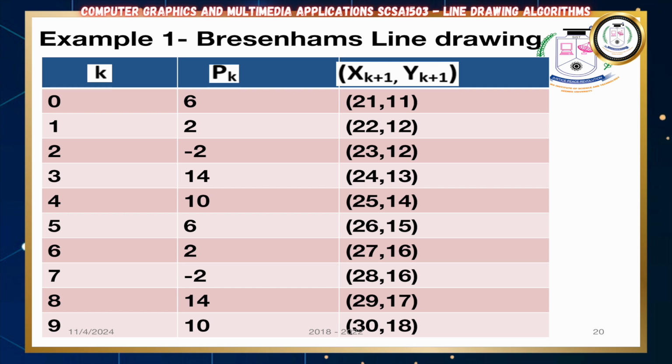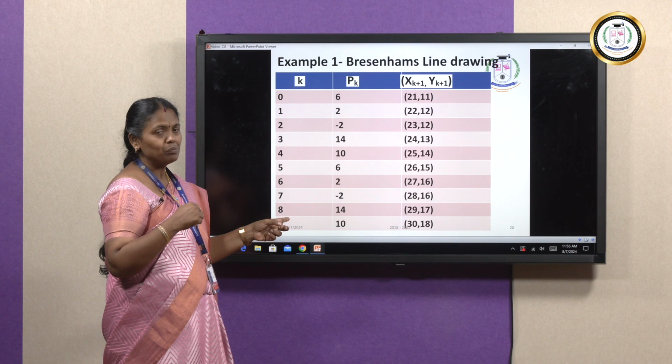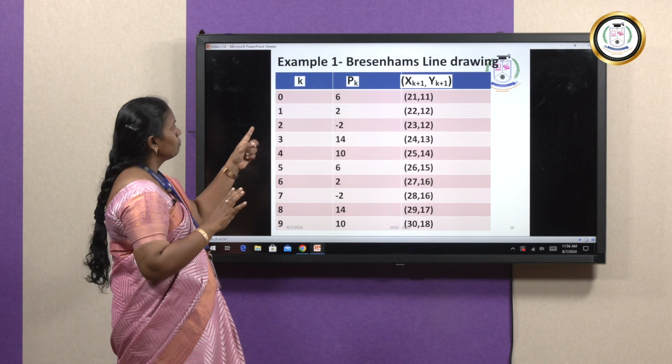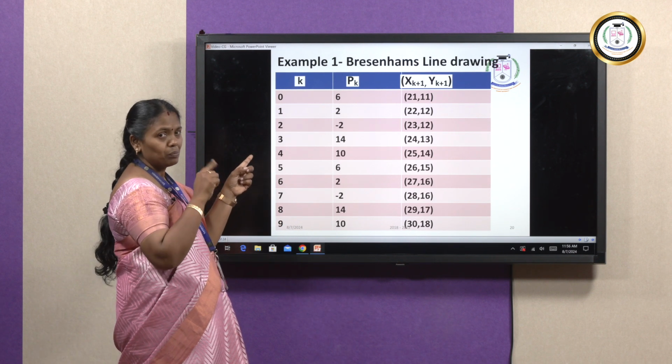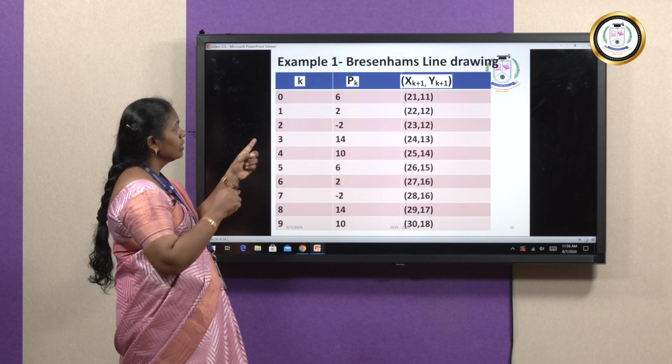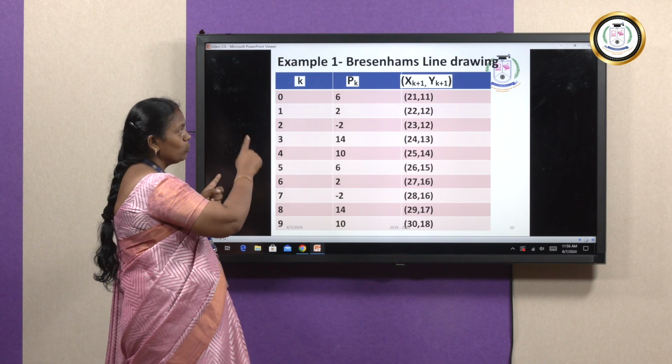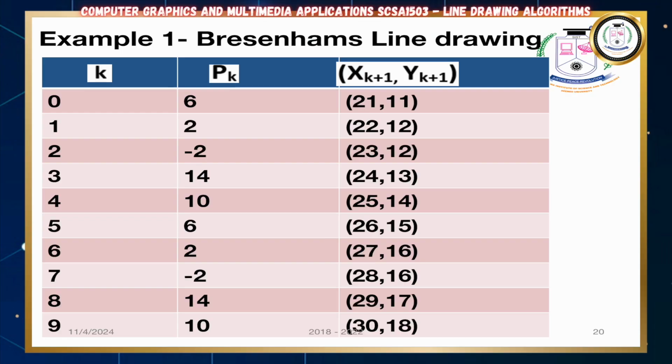See here, I am going from 0 to delta x times. In this example, I got delta x as 10, so the loop will repeat 0 to 9 times. For the pk value, we calculated each value: p0 we calculated, and we got 6. So the x value will be incremented by 1 and the y value will be incremented by 1. That's why we got 21, 11. So the loop will be repeated.